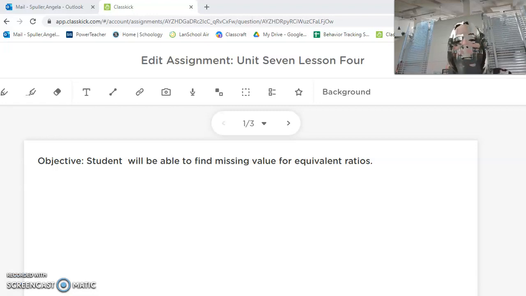Hi, this is Mrs. Oakley, and today we're going to be looking at Unit 7, Lesson 4. We're going to be looking to find the missing values for equivalent ratios.